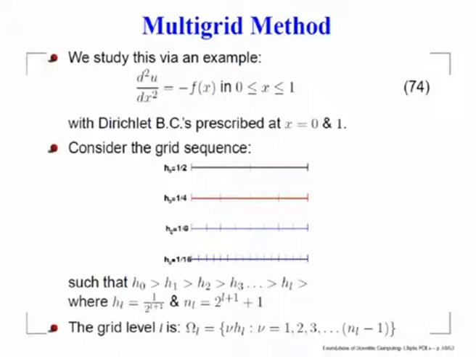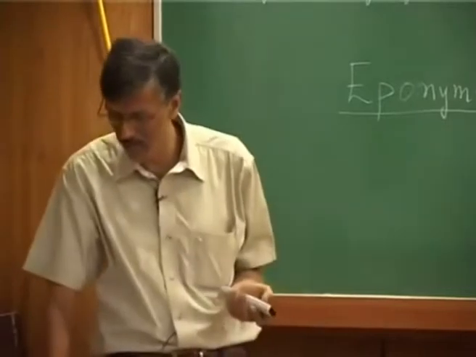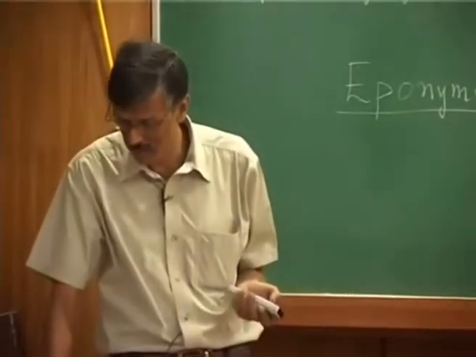H0, H1, you can see that. And then of course the spacing is 1 over 2 to the power L plus 1. So at any L-th level, we can talk about a grid given by the set, we'll write it as omega L would be nothing but nu times HL. Nu is the counter of the points. So if I have the spacing as HL, I will have HL, 2HL, 3HL, all the way up to NL minus 1 into HL. Okay? So this is the idea.